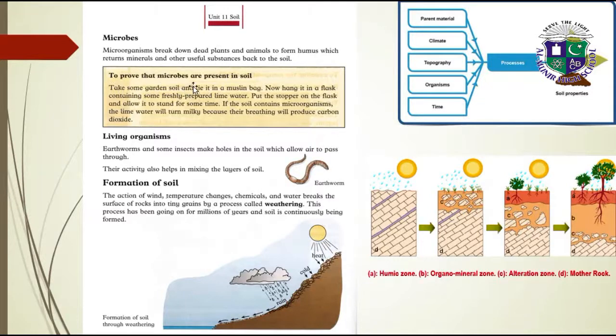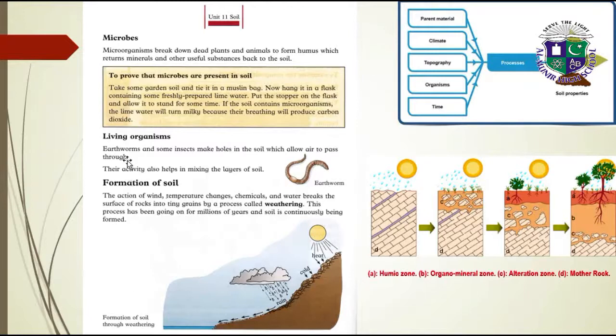To prove that microbes are also present in soil, we will do this simple experiment. Take some garden soil and tie it in a muslin bag. Now hang it in a flask containing some freshly prepared lime water. Put the stopper on the flask and allow it to stand for some time. If the soil contains microorganisms, the lime water will turn milky. This is the indication that if lime water turns milky, it contains microorganisms.